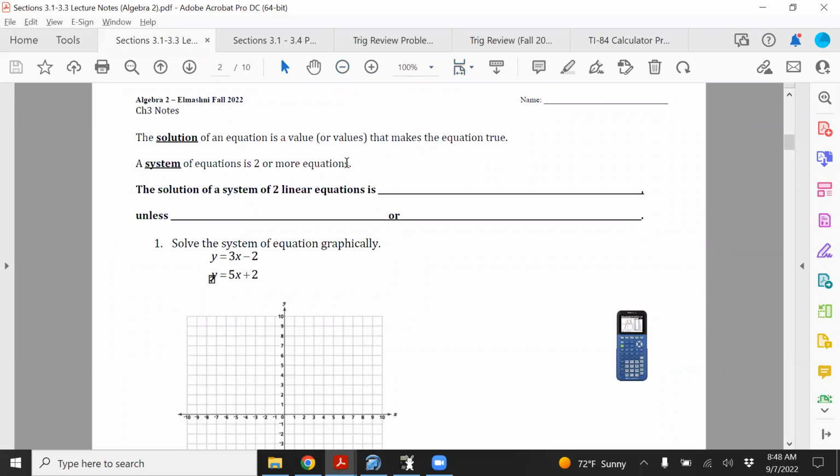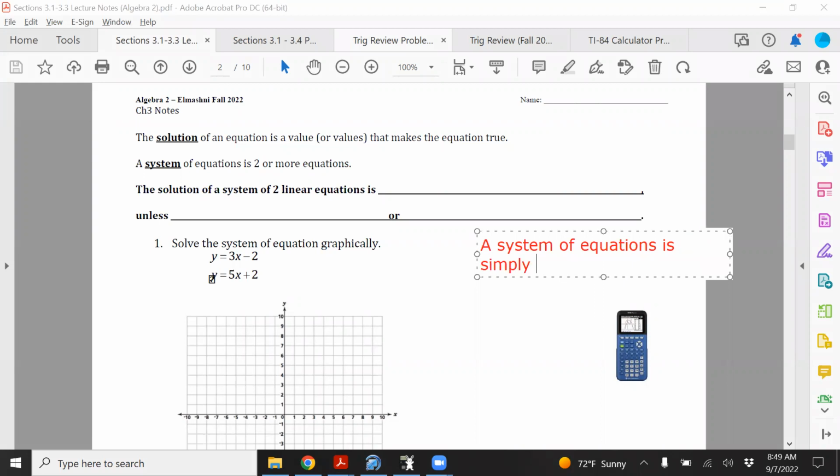All right. Okay. Anyway, system of equations. Really simple. I'll write a little note here. A system of equations is simply two or more equations with two or more variables. That's all it ever is. It's a system, so it's got multiple equations, multiple variables.